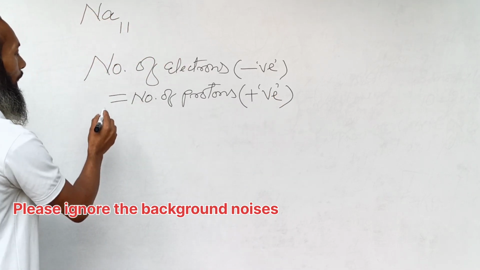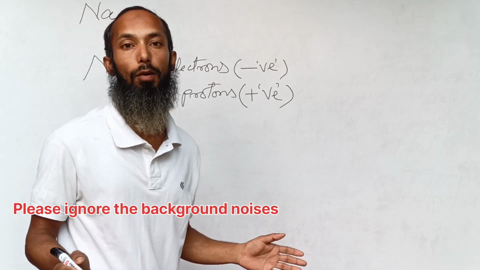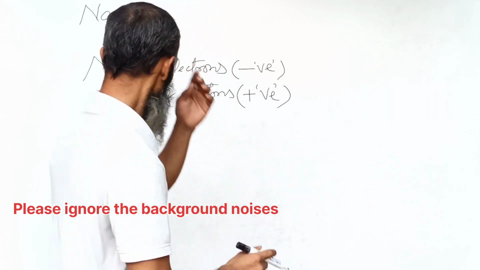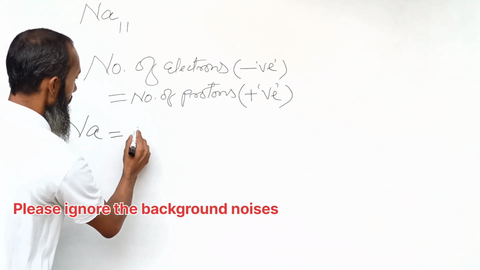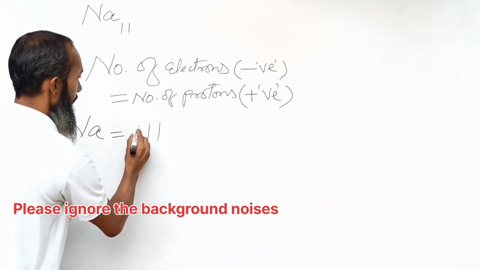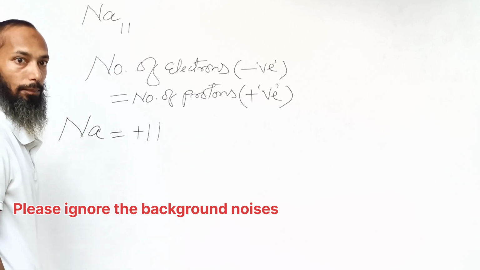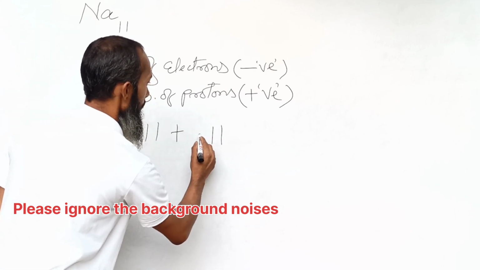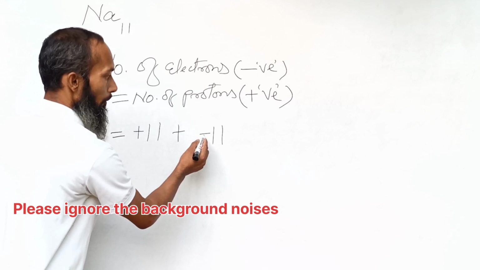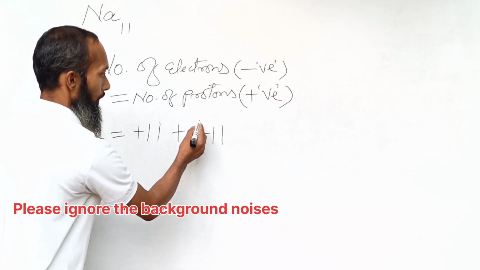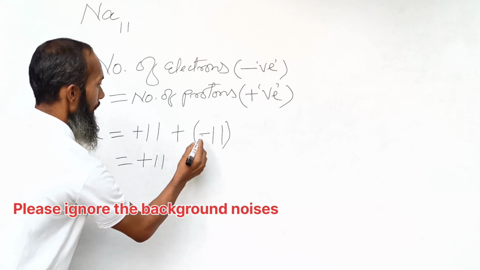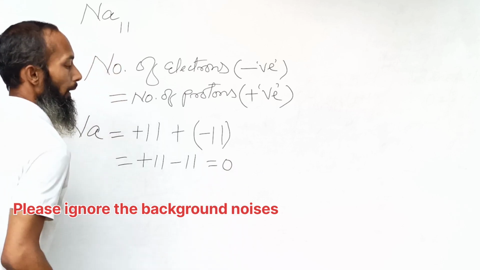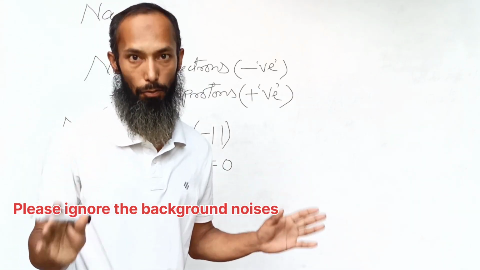When there are equal numbers of protons and electrons, here let you see why the atoms are electrically neutral. Here, for sodium, it has 11 protons denoted by plus charge, and sodium also has 11 electrons. Here I am putting negative sign because electron has negative charge. Now let you see, here 11 minus 11, 0. That's why each of the atoms is electrically neutral.